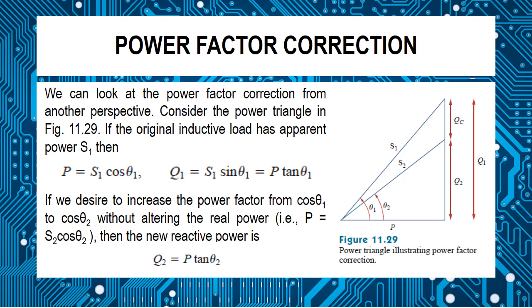We can look at the power factor correction from another perspective. Consider the power triangle in figure 11.29. So this is a power triangle illustrating the power factor correction. If the original inductive load has apparent power S1, then P is equal to S1 cosine theta 1, and Q1 is equal to S1 sine theta 1, so equal to P tangent theta 1. If we desire to increase the power factor from cosine theta 1 to cosine theta 2 without altering the real power, then the new reactive power is equal to Q2 is equal to P tangent theta 2.